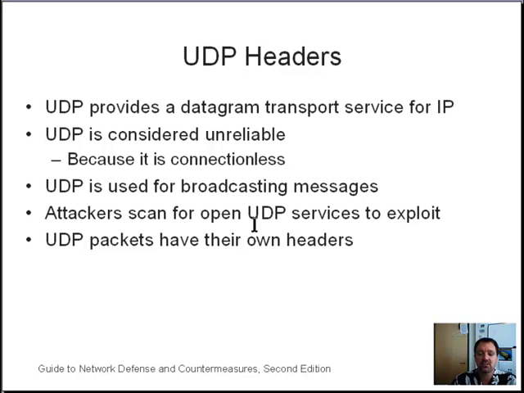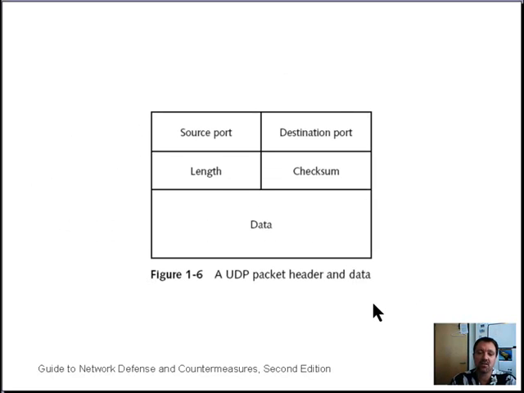So attackers can scan for open UDP services, and we'll see how to do that later on. I'll teach you how to do all this stuff. It's not that hard to do. And UDP packets have their own headers that are distinct from TCP, and this is all there is.